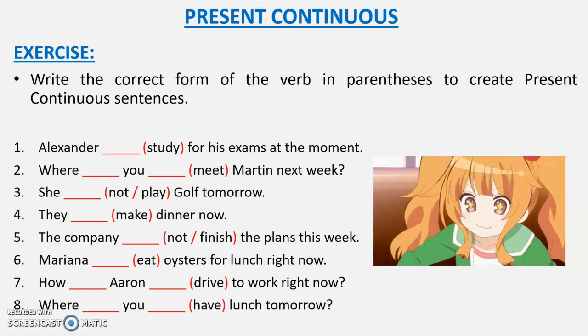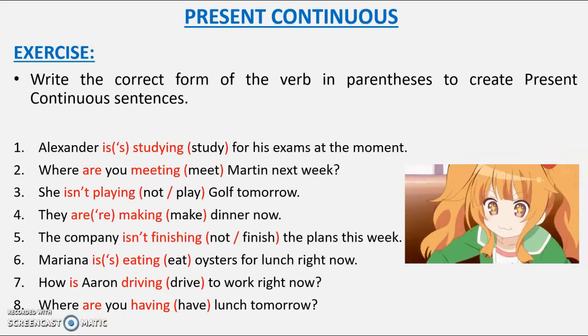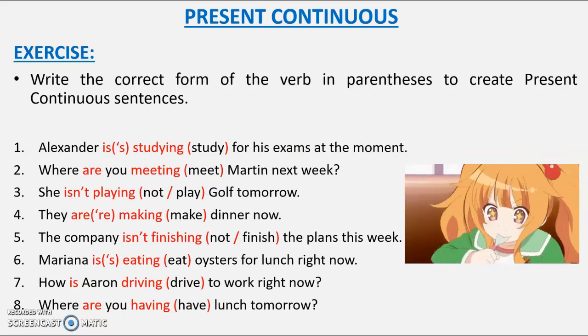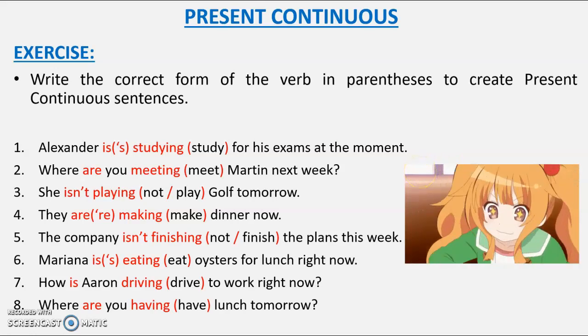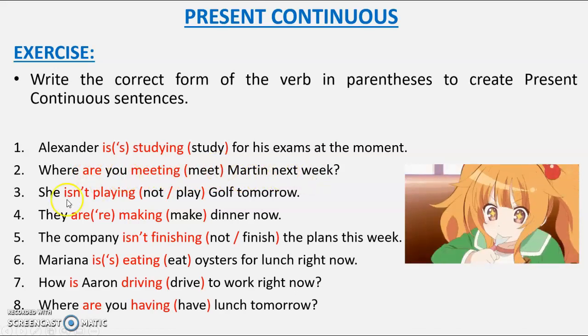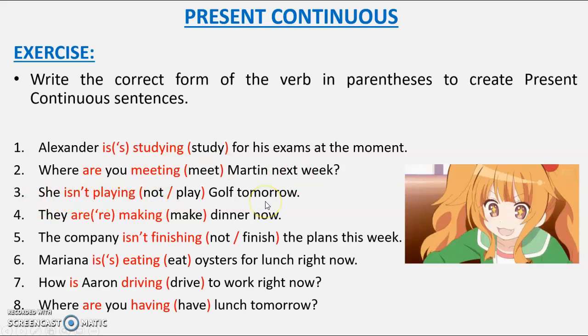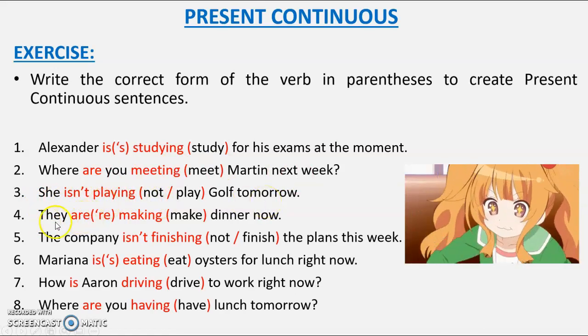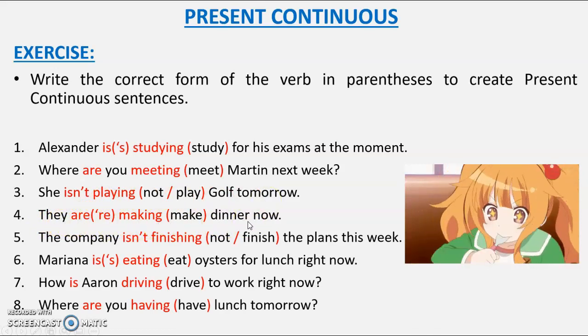Now, finish everyone. So let's check the answers. Number 1, Alexander is studying for his exams at the moment. Number 2, where are you meeting Martin next week? That's future sentence, right? Number 3, she isn't playing golf tomorrow. Future also. 4, they're making dinner now. A sentence that is happening at the moment of speaking.